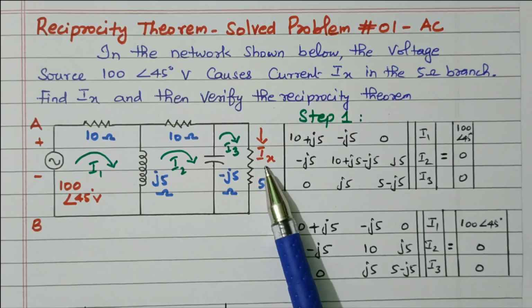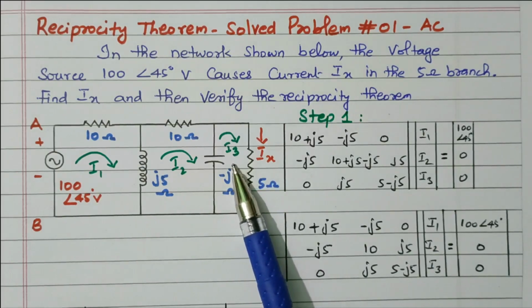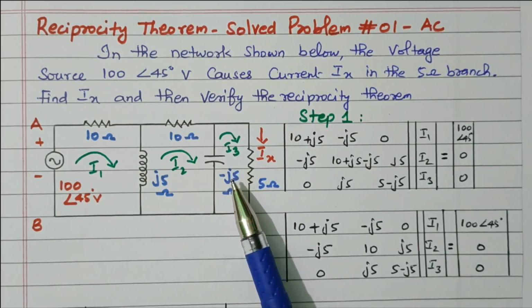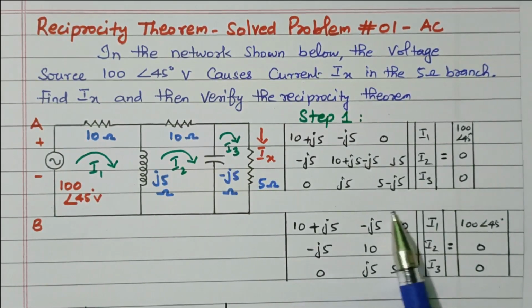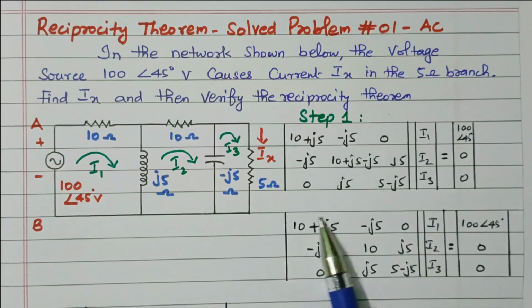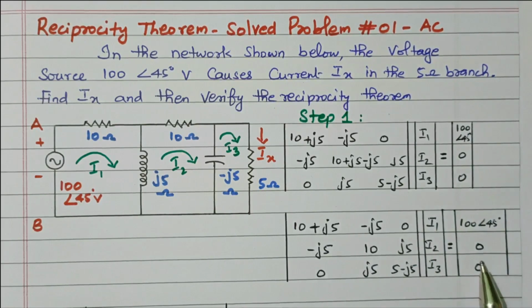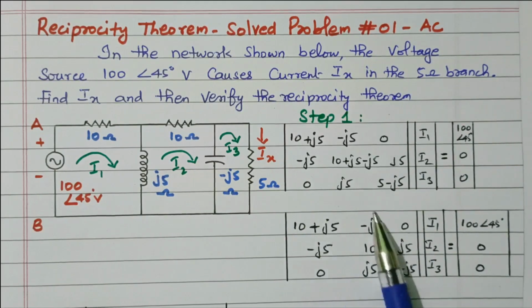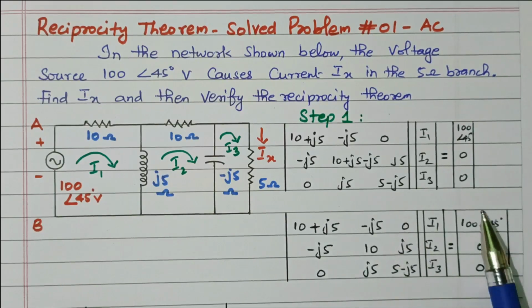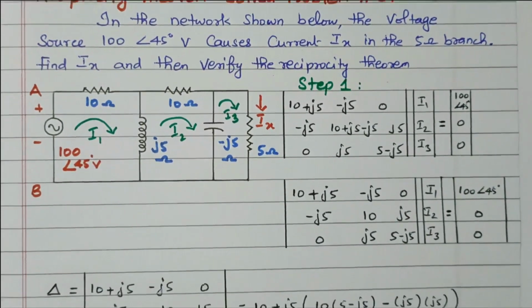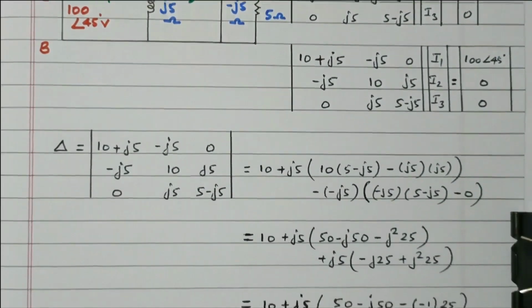Our aim is to find Ix, that is I3. So we need to find delta and delta 3. I3 equals delta 3 by delta. This matrix is nothing but delta. By replacing the third column with the voltage matrix, we will get delta 3. So first we will find delta, then we will replace the third column with the voltage matrix and find delta 3. From that we can find I3. Now we will go to the calculation for the delta value.